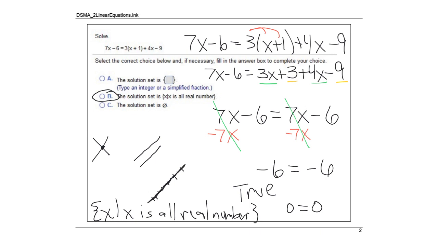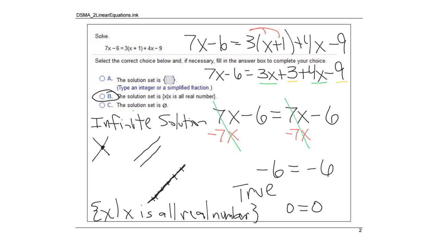We then check and see if we have a true statement or a false statement. We'll do a false in a minute. If we have a true statement, that means that every single x is an answer. Sometimes you also see this referred to as infinite solutions. That is correct. And that is because every single point on that line is an answer, is a solution.